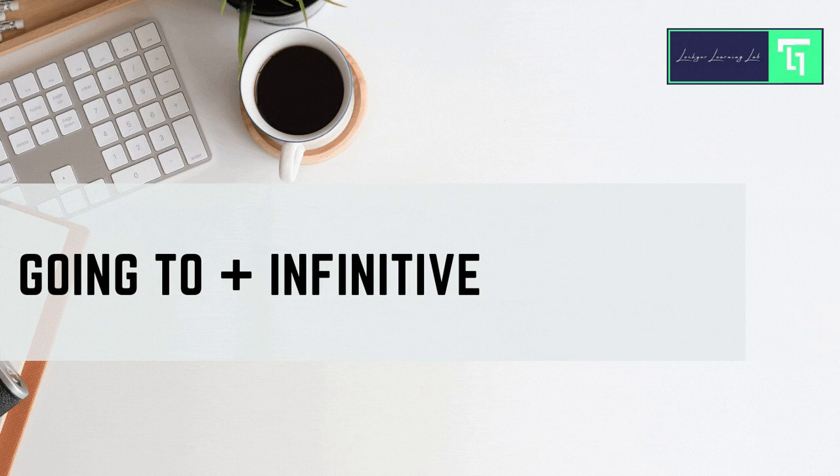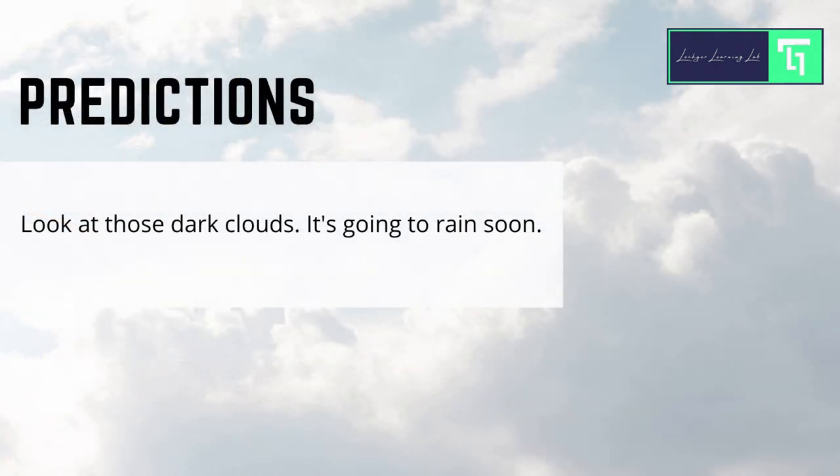Now, we looked at predictions using will. You can also make a prediction using going to and the infinitive. Look at those dark clouds. It's going to rain soon. Okay, so here you have some evidence, right? The dark clouds in the sky, and because of this you can make the prediction. It's going to rain soon, right? So this is something that's imminent. It's going to happen in the near future.